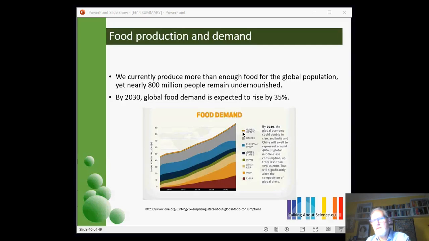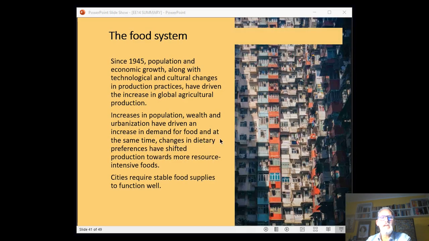So coming back to food, it's projected that food demand is going to increase by 2030. But we had this rather alarming statistic, which is that there's more than enough food produced for everybody, but nearly 800 million people are undernourished. They don't get enough food.